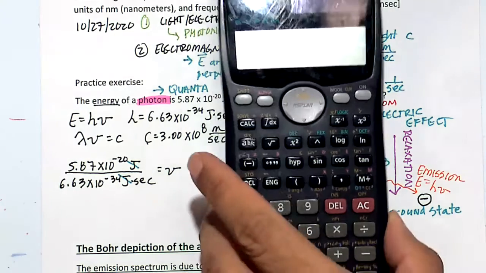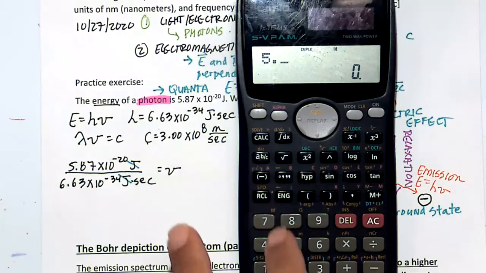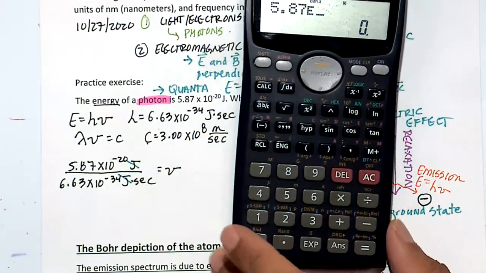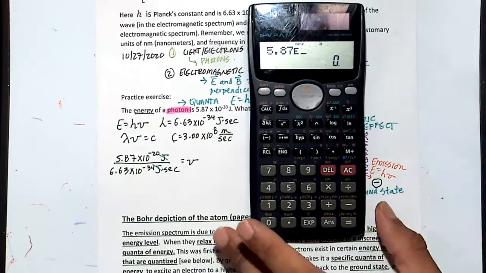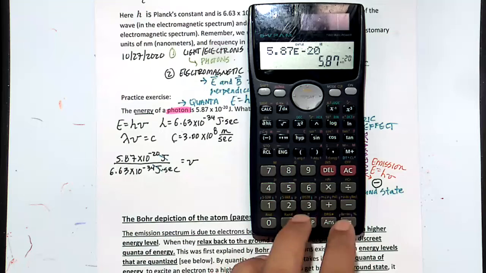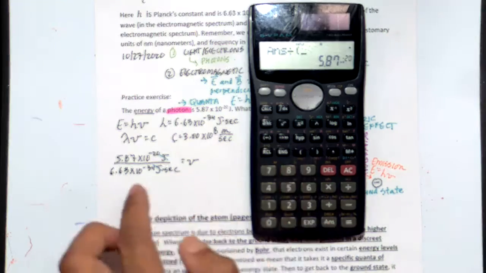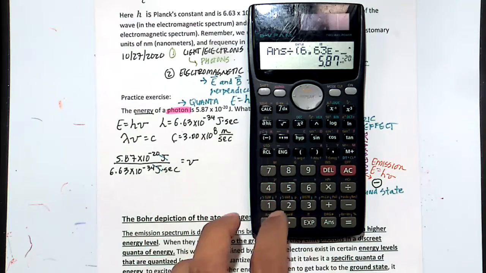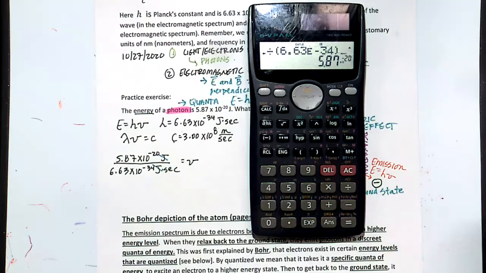So let's do this on our calculator here. 5.87 exponent on my calculator, that's EXP, minus 20. Okay, divide this by, let's put our parentheses in, 6.63 exponent minus 34. Let's close those parentheses now. And getting 8.85 times 10 to the 13 hertz.